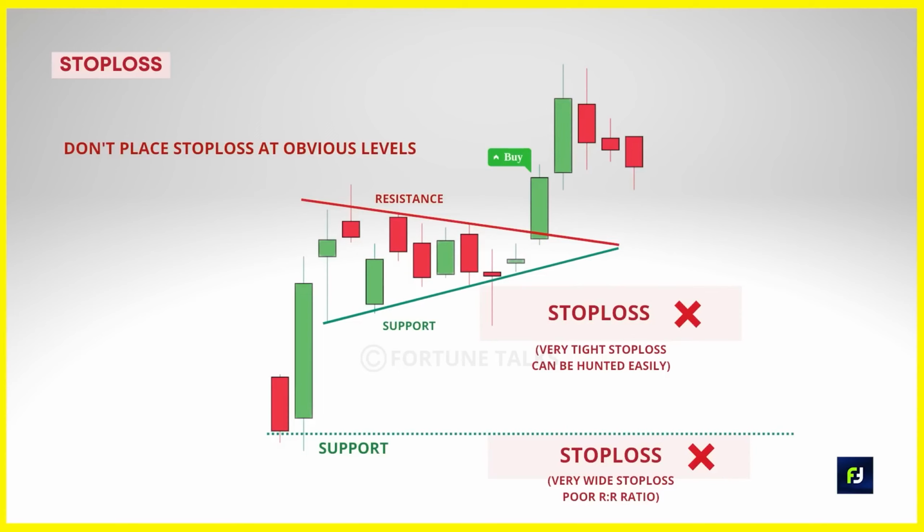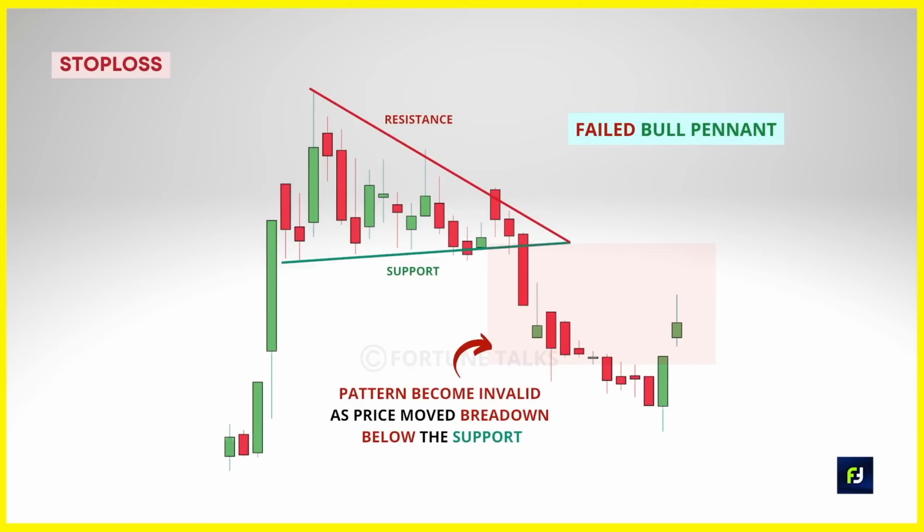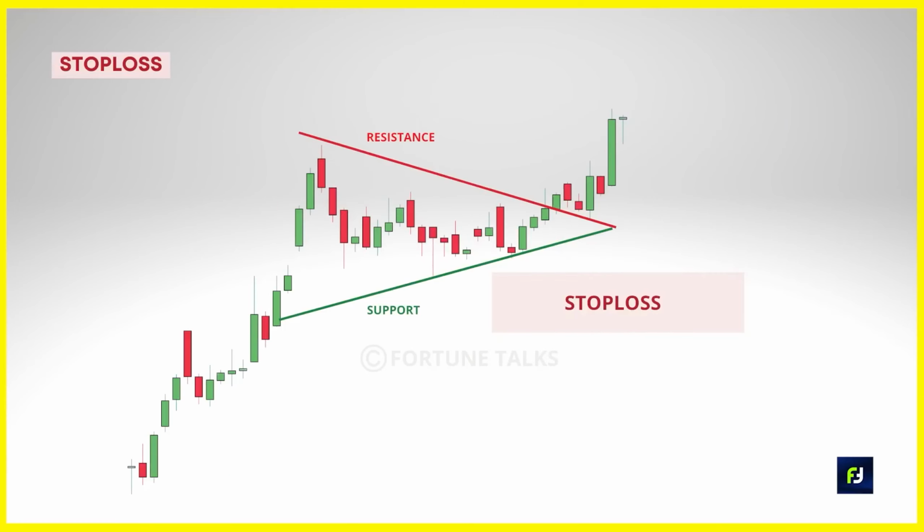So your stop loss should be at a level that if crossed invalidates your trading setup. Now we are trading a bull pennant here and the pattern is deemed invalid when the price breaks and closes below the bottom trend line support. So you have to keep your stop loss level below this trend line support or below the swing low level to be precise.